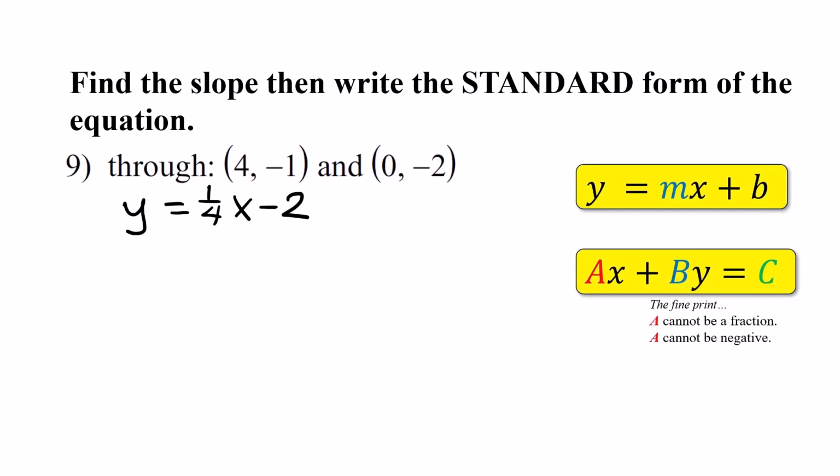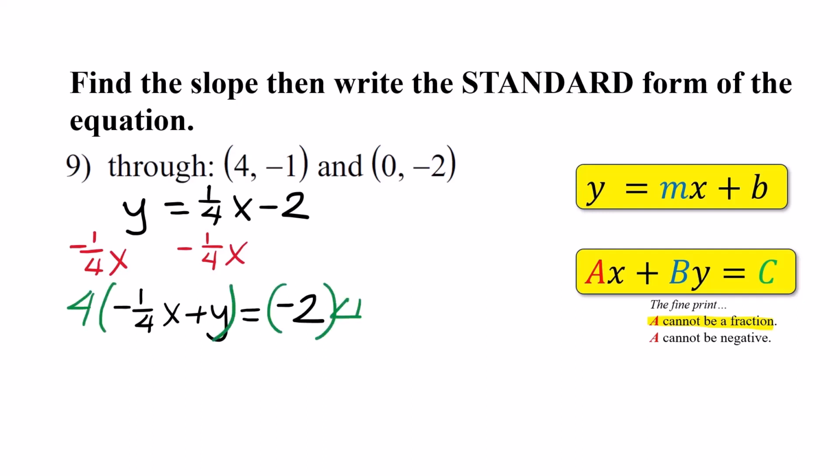So that means I need to move this 1/4 x over to the other side with the y. So I end up with negative 1/4 x plus y equals negative 2. It's kind of an awkward looking thing there. Maybe you'd think that would be right and you would get it wrong, because standard form actually has some fine print. The first thing is that A, the number that's being multiplied times the x, can't be a fraction.